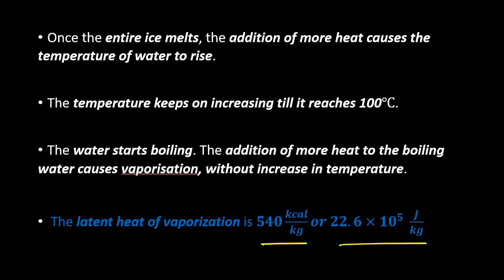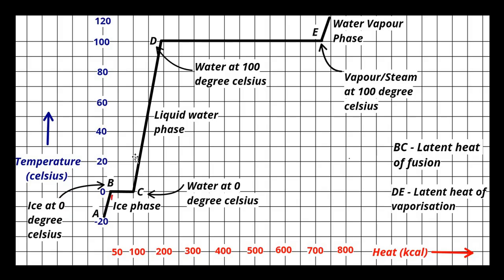So here we conducted an experiment with 1 kg of ice, which is initially at minus 20 degrees Celsius, and it did all the same things which I discussed. That is, from A to B there was only ice, as heat was supplied there was an increase in temperature, then there was constant temperature at 0, and again at 100 there was constant temperature.